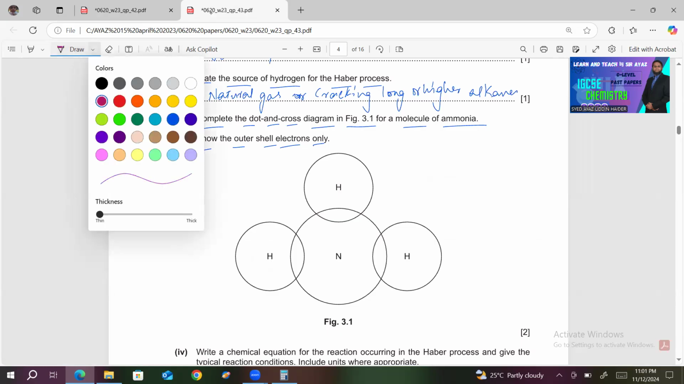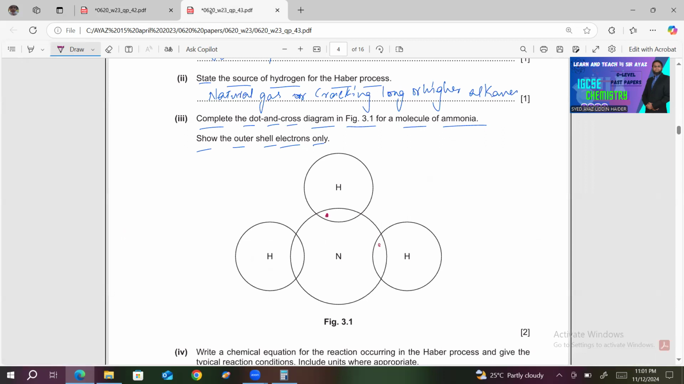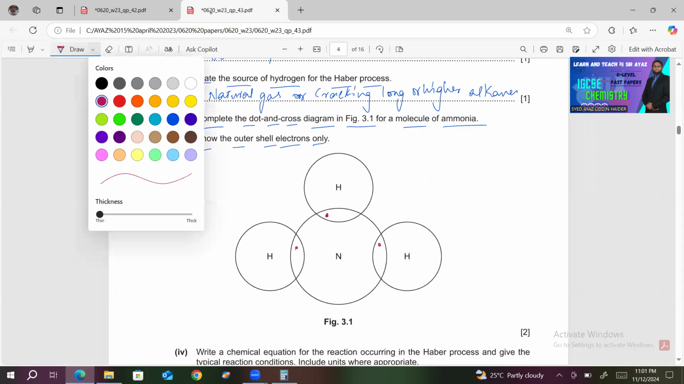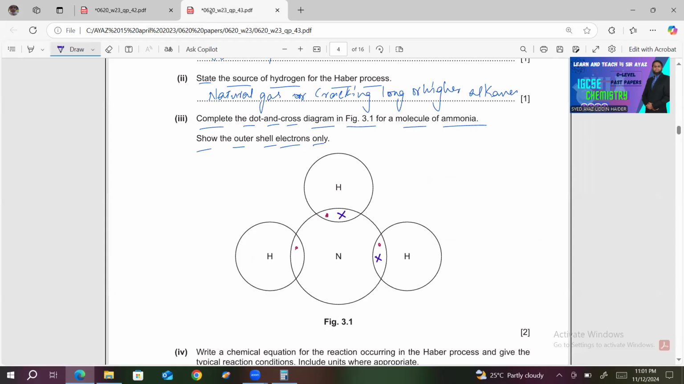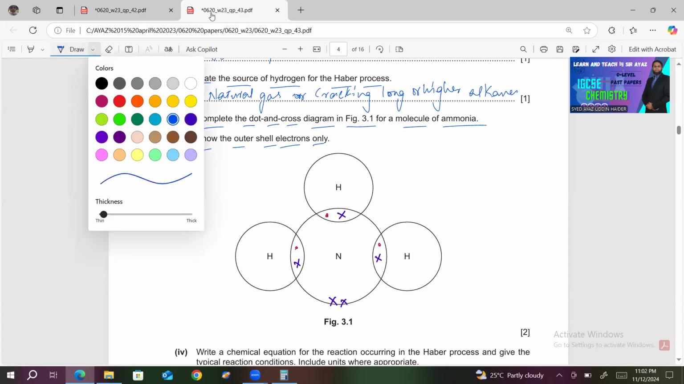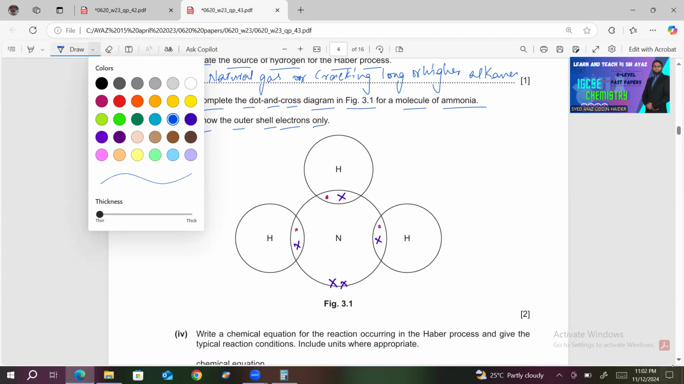These are the valence electrons of hydrogen: 1, 2, 3. Now for nitrogen: 1, 2, 3, 4, 5. This will be the final dot and cross diagram for the ammonia molecule.